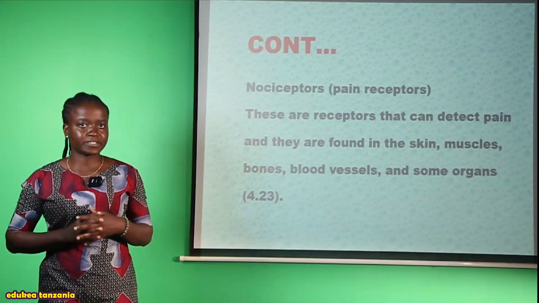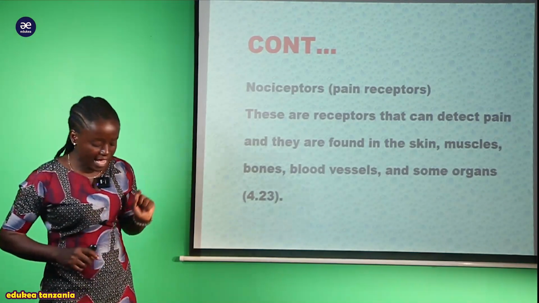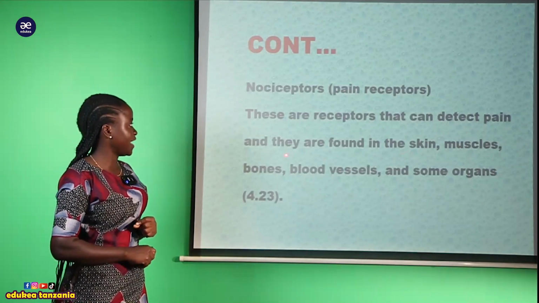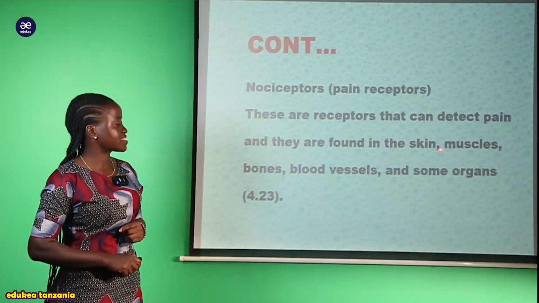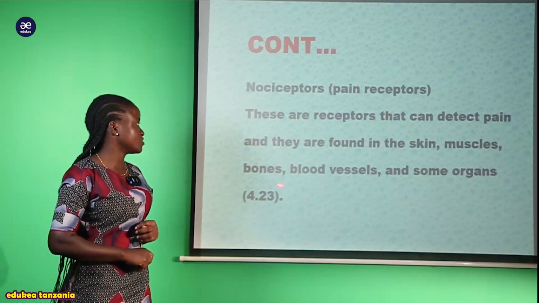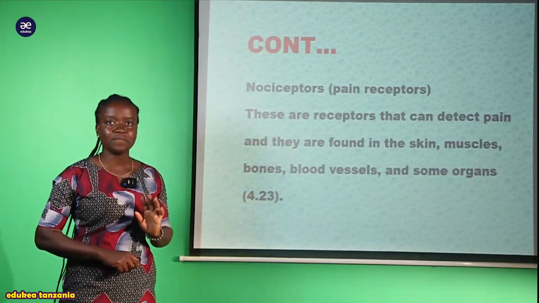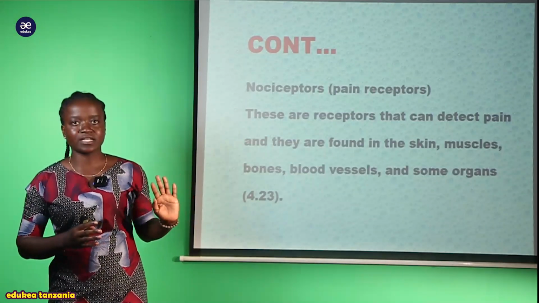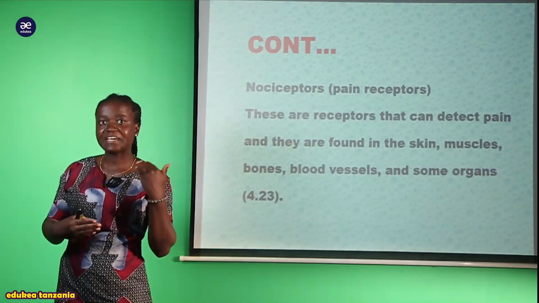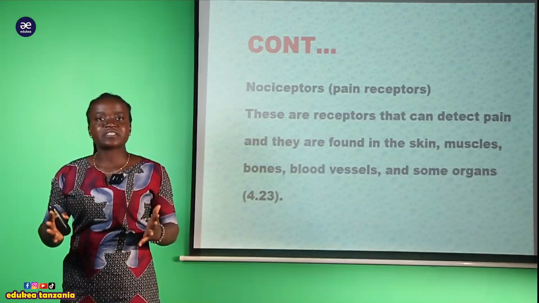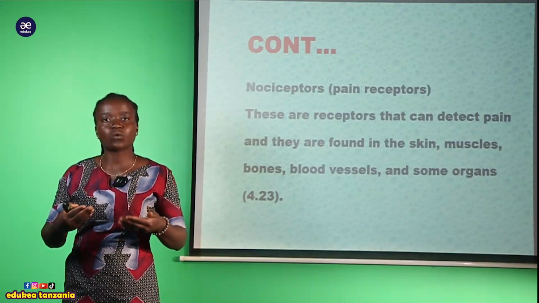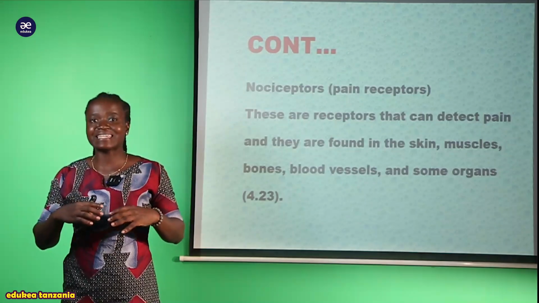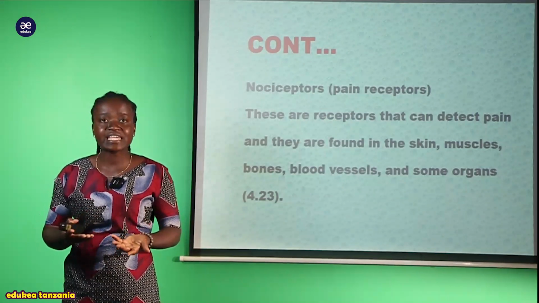So what is it now? These are the receptors that can detect pain, and they are found in the skin, muscles, bones, blood vessels, and some organs. As the word explains itself, pain receptor. These are receptors which are there to detect any pain found inside the body or outside the body.